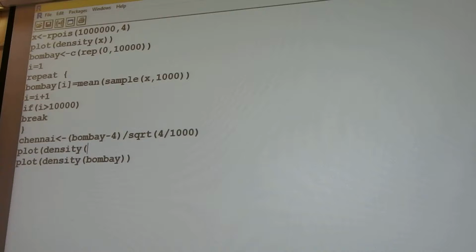It's a standard normal distribution. Yeah, because it's a normal distribution minus its mean divided by the standard deviation. Right?